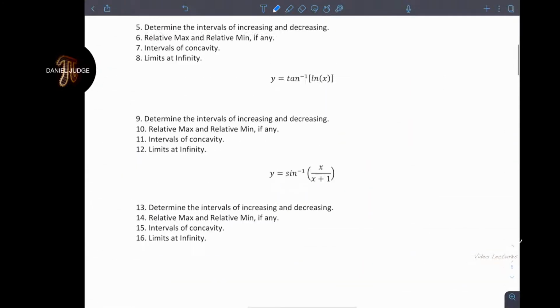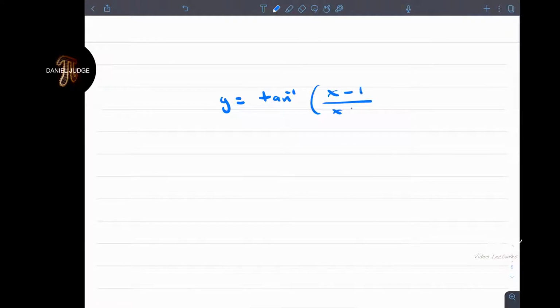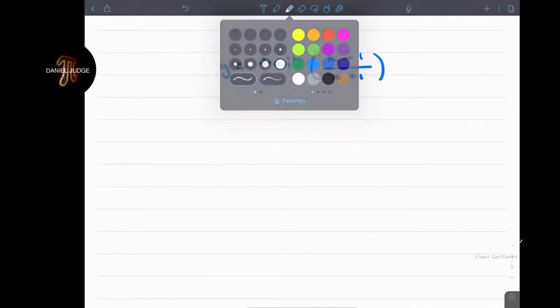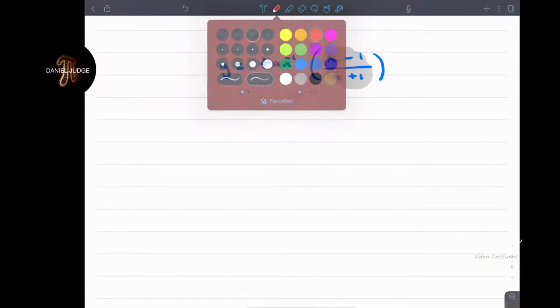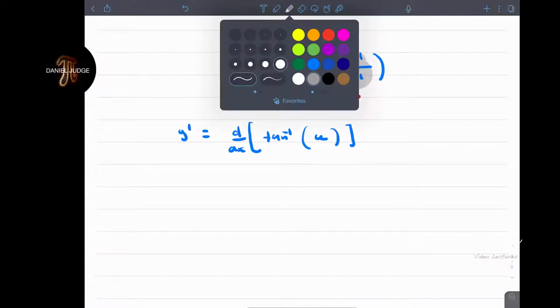Now let's remember what that was. That was going to be x minus 1 over x plus 1. Okay. We're going to let this whole portion here be our u now. Okay, so we're going to have to use chain rule. So the derivative here of inverse tangent, and you can think of that as your u now. This is the u we're talking about.